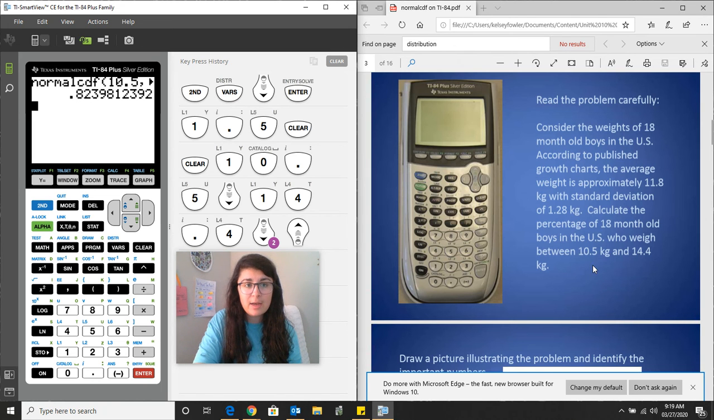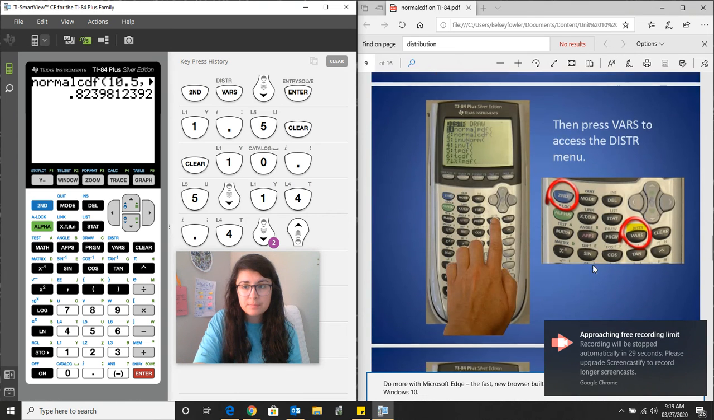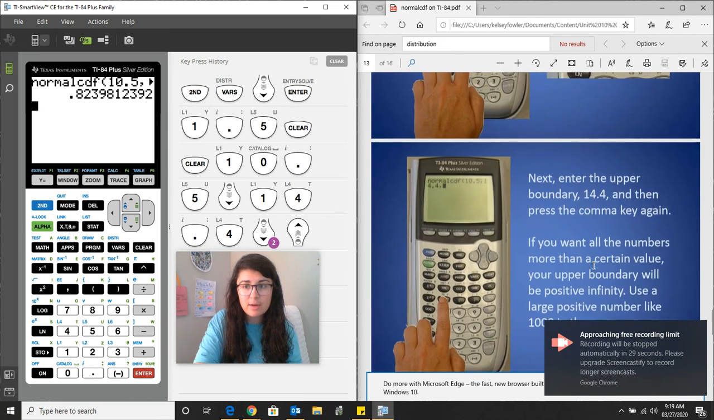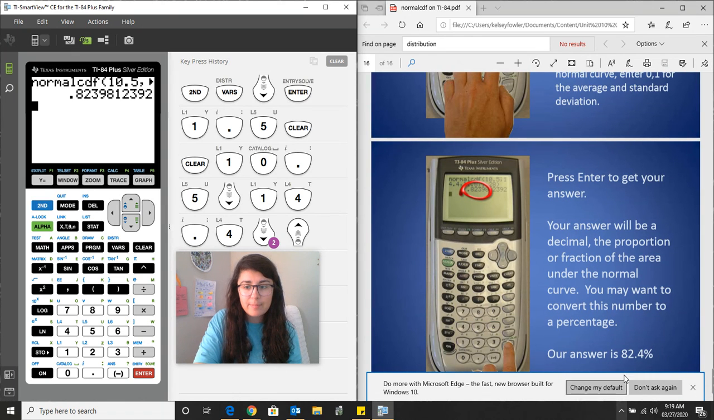What it's telling me right now, this 0.8239, is my final answer. That is how much area or how many boys are between there and there. Yeah, 82.4 if we round percent. Isn't that awesome? We love the calculator. That's the percent of boys, 18-month-old boys, that fall between those two boundaries.